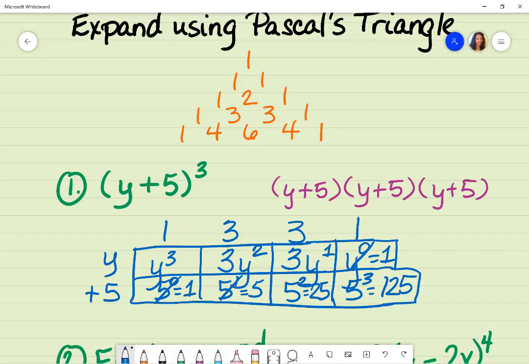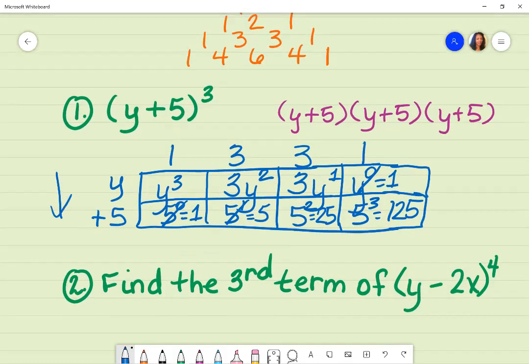Sorry about that. That was kind of messy. Fix my box. All right, and then at this point, all I do is multiply down. So in multiplying down, my answer is going to be y, let's just change it, y cubed.